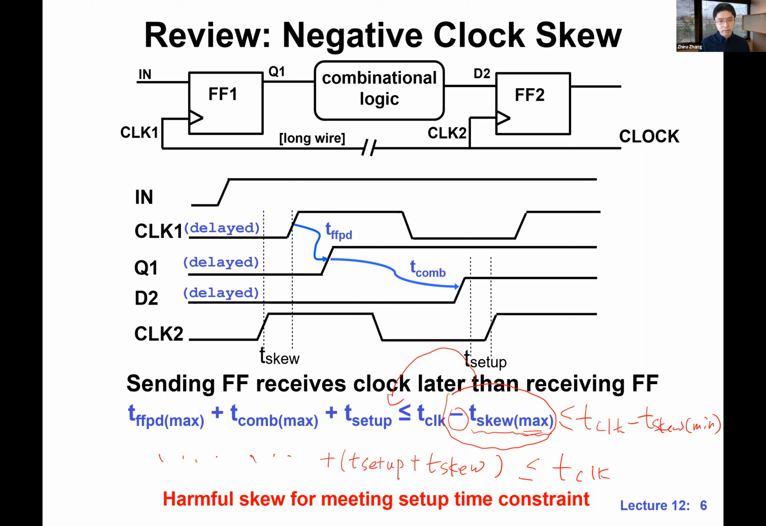So we just discussed, to have a higher clock frequency, we want a smaller setup time. But in this case, if we rearrange the term, we have a larger effective setup time. So really, this means that this is harmful. This is not beneficial, having this kind of skew. Is it clear? Any questions?